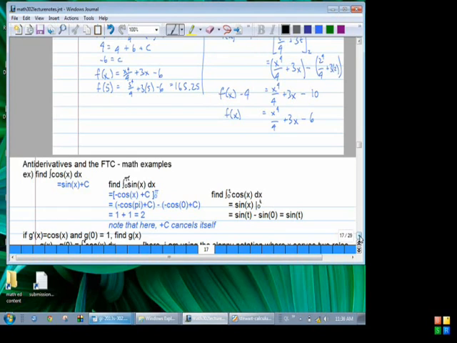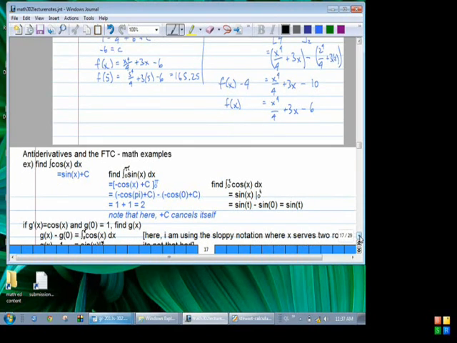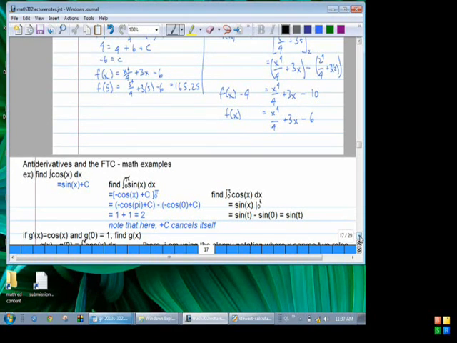The answer is sine x plus 1? Wait, isn't it plus c? Right. g prime is cos x, so g is sine x plus c. But then what do we do? You plug in the initial condition, so it's 1.